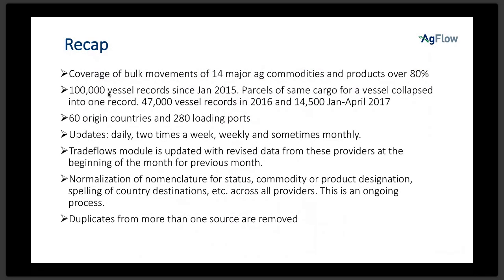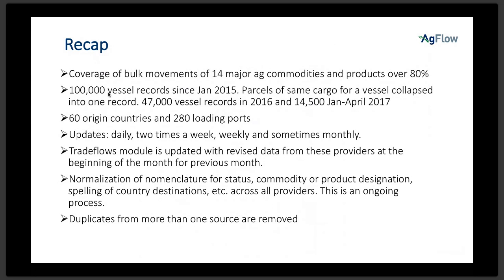As a recap, let's say of the 14 major commodities and products, we have 80% or better coverage. We have 100,000 vessel records since January 2015, and that's an assessment of the bulk records. If we had to add another 25,000 for containers, which we have out of the United States and Russia, that would boost that number.